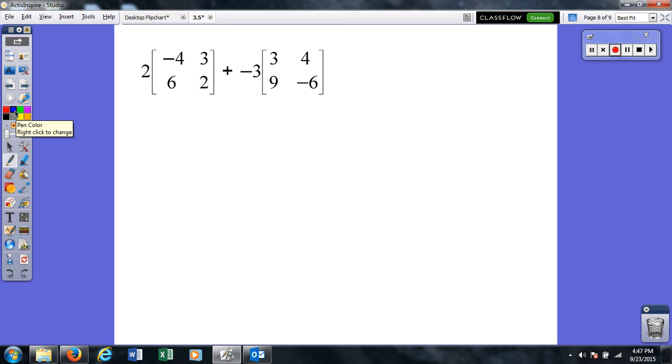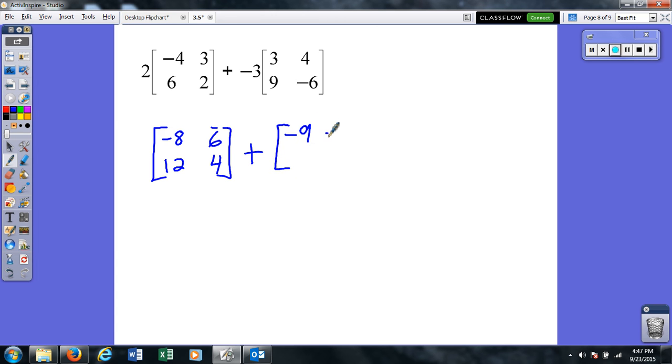So let's first start with the scalars. Let's take this matrix on the left and multiply everything in it by 2. So there's everything in the matrix on the left multiplied by 2. Then we're going to add to that the matrix on the right, but with everything multiplied by -3. So we'll get -9 up here, -12, -27, and then +18.